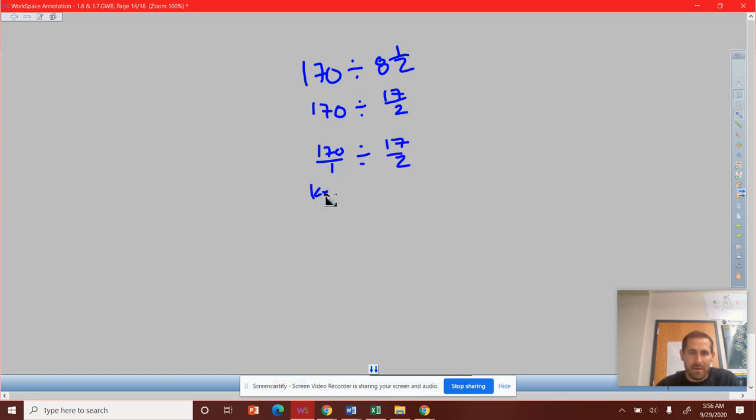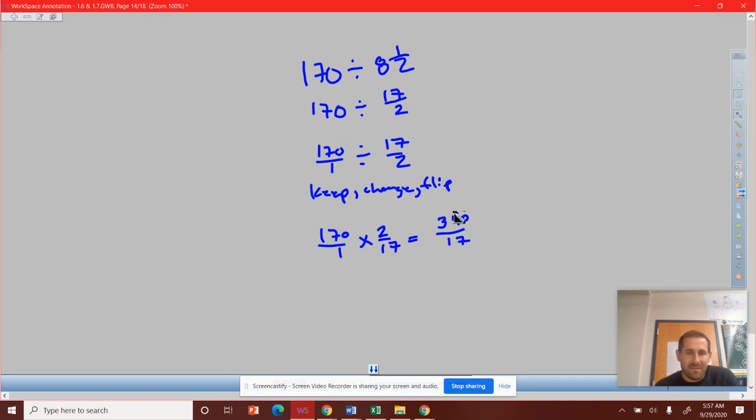Keep, change, flip. So I'm going to keep this as 170 over 1. I'm going to change my division to multiply, and I'm going to flip this to 2 over 17. Multiply across, 170 times 2 is 340. 1 times 17 is 17.